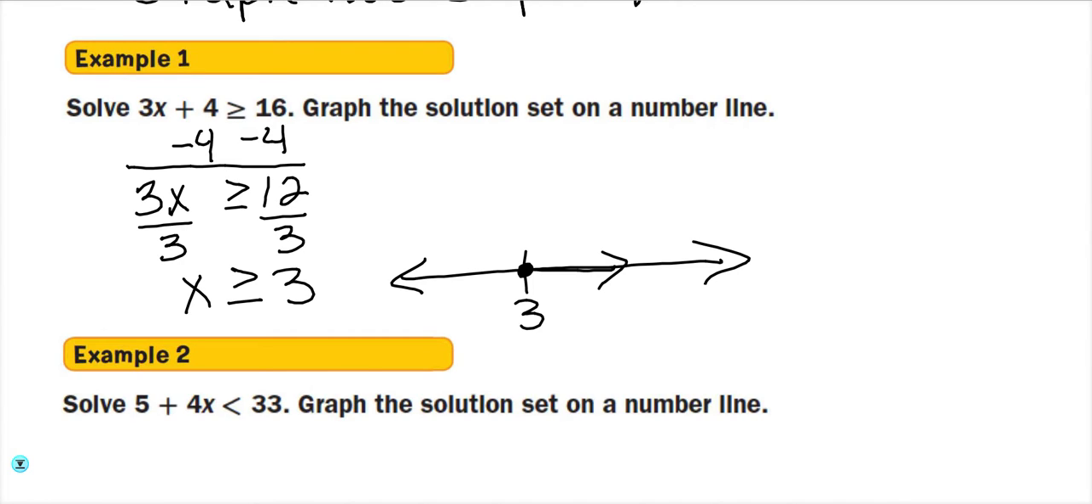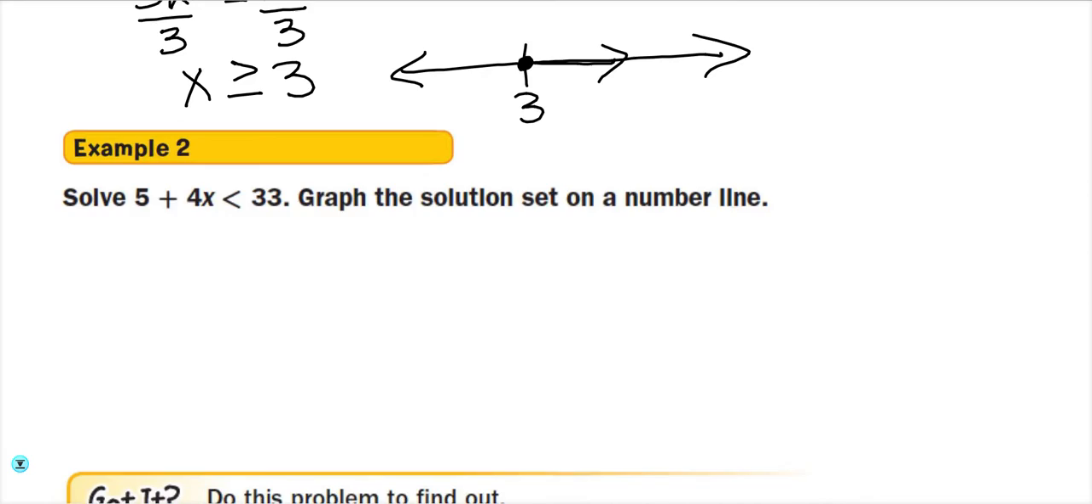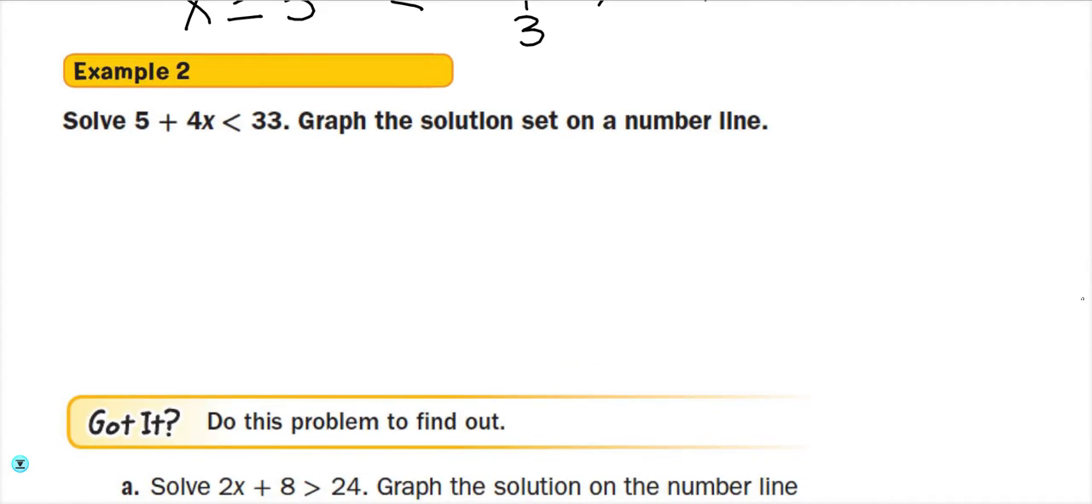All right, example 2. We're going to solve 5 plus 4x is less than 33, and then graph that. Okay, so let's go ahead and do that. So this one's actually written backwards, but it's okay because at least everything's over on the left side. So we're going to get rid of the 5 first. So let's minus off 5. Okay, that's going to give us 4x. And then we're going to keep the sign the same because we just added and subtracted. Nothing's changed yet. And then 33 minus 5 would give us 28.